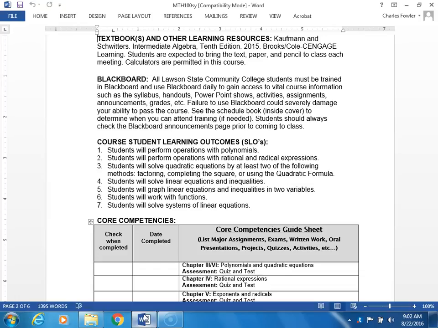Maybe you need it for others, I don't know. Course student learning outcomes. Students will perform operations with polynomials. Chapter 3, polynomials, right? And you'll see down here, that's Chapter 3. And by the way, Chapter 6.